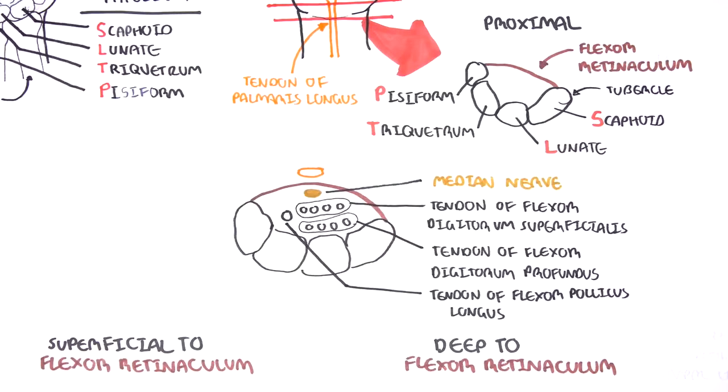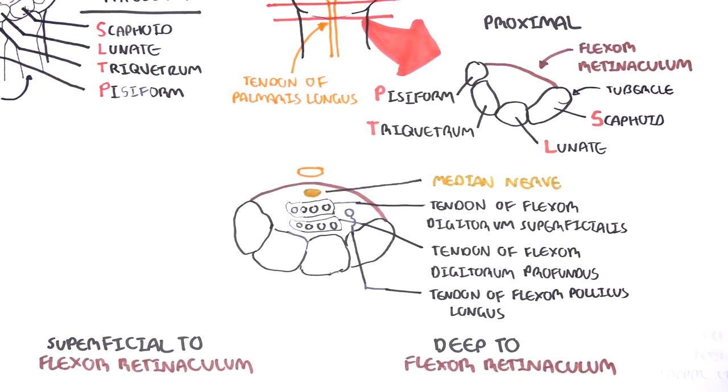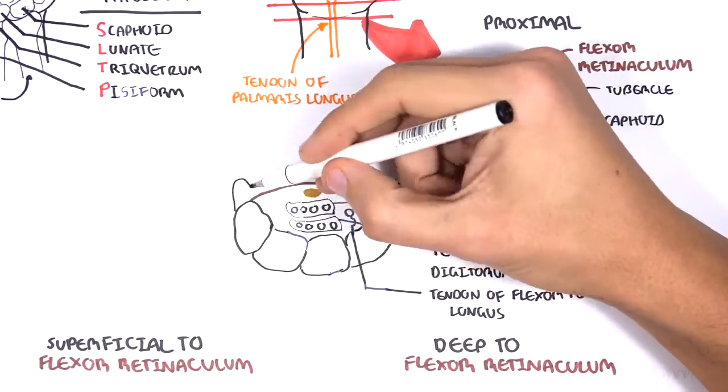I actually drew this wrong. The tendon of flexor pollicis longus should be at the right hand side because that's the side of the thumb. Sorry. Anyways, let's now look and talk about the structures which run superficial to the flexor retinaculum.